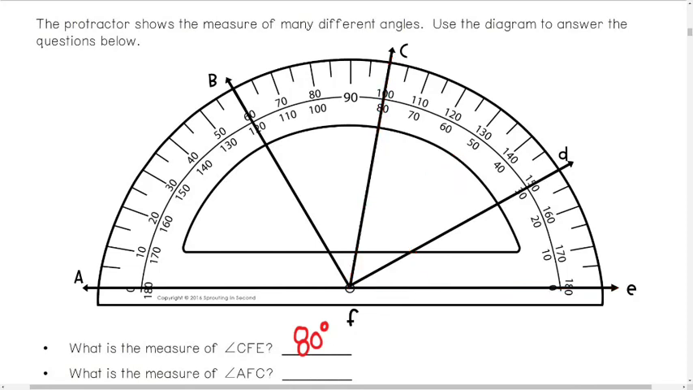Now erasing that one, I go ahead and try my next one. This is angle AFC. So I would write angle AFC. I go ahead and draw a line from A to F, and then from F to C, and I want to know how many degrees that is. Well, if I start counting at 0 here and count up, that goes up to 100. So I would have 100 degrees.